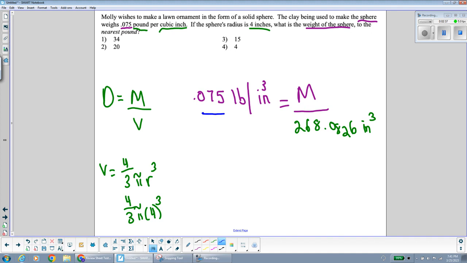So now I'm going to just stick this over 1 and cross multiply to solve for m. Notice how cubic inches is in the numerator and the denominator, so it cancels out. We're left with just pounds, which is the mass unit. So that makes sense because we are looking for the mass in this question. On my calculator, I'm going to multiply the volume by 0.075, the density. And it says to round the weight or the mass to the nearest pound. So I got approximately 20 pounds.